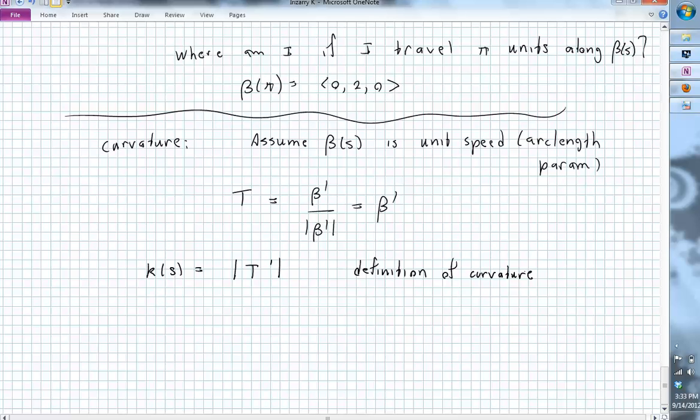Why is this the definition? I mean, we'll explore that a little bit if we have time.